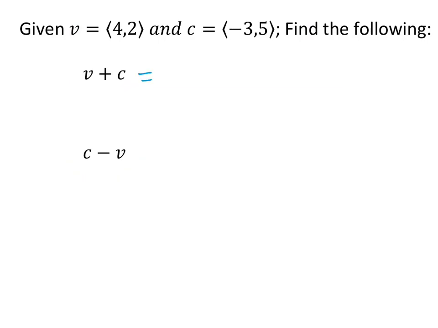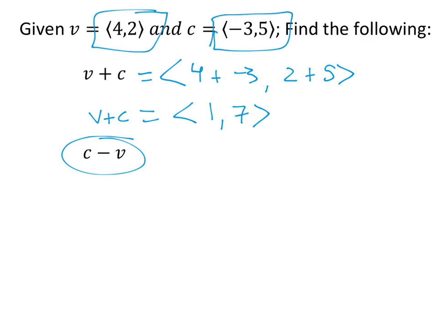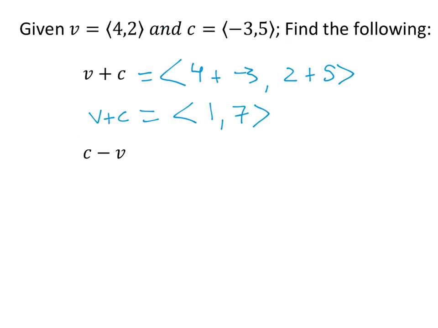So if you want to do v plus c, you can do 4 plus -3. Those are the x components. And then you'll do 2 and 5 added together. Those are the y components. And you're looking at 1, 7. So pretty quick to do v plus c. Let's have you try doing c minus v. That means you'll take the components of c and subtract the components of v. Go ahead and pause the video and let's see if you can do it all by yourself.